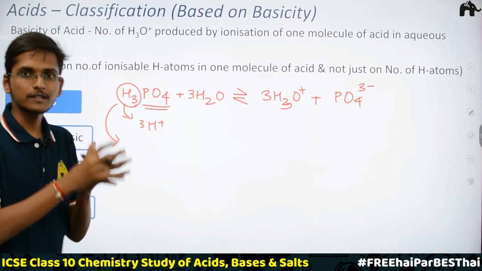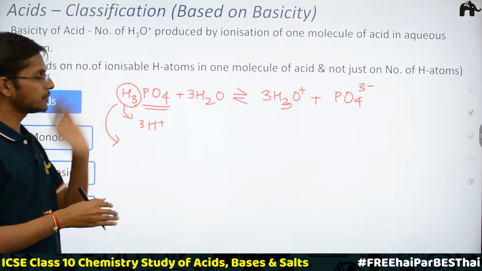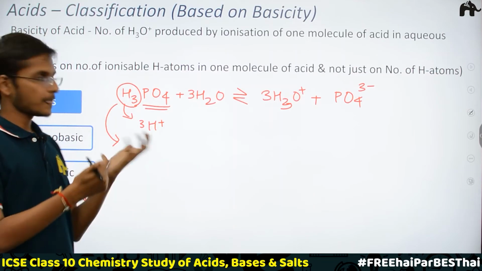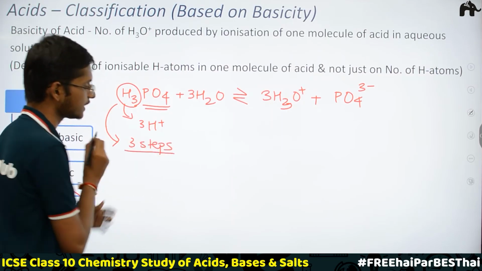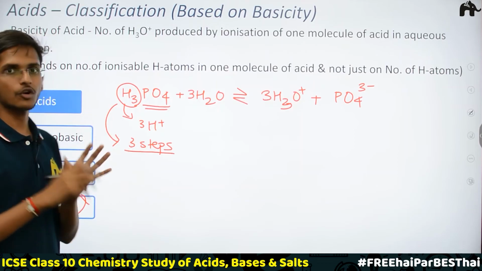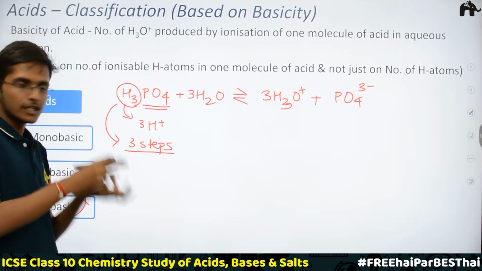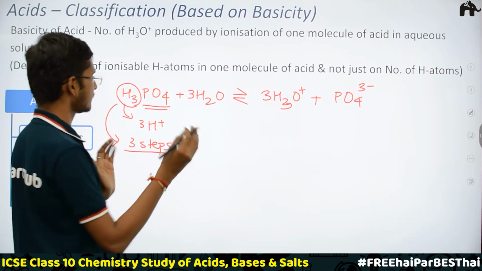So let's now see here, it is also getting dissociated like H2SO4, which ionized in 2 steps. This H3PO4 also gets ionized in 3 steps. Now you can again try to write these 3 steps on your own. Let it be wrong, you will learn from it. So pause here, then resume back.